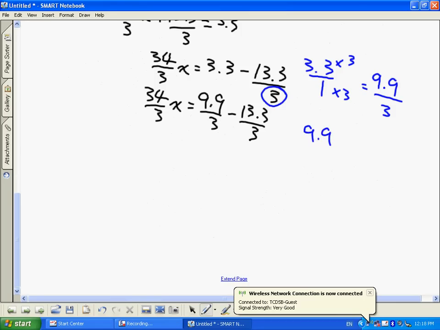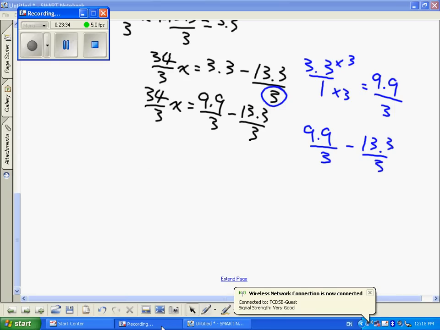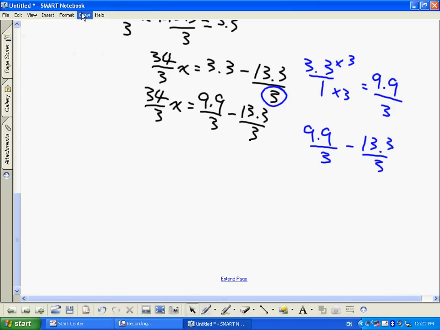So, now that I have that, I can subtract the two. 9.9 minus 13.3 is going to be negative 3.4. So, 34 over 3x equals negative 3.4 over 3. Just so you understand.